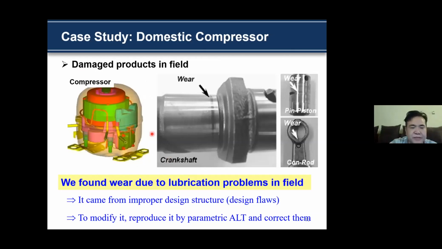This is the damaged compressor, and we found wear due to a lubrication problem in the field. It came from improper design of the structure. To modify it, we reproduced the failure by parametric ALT and corrected it.